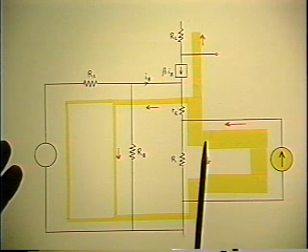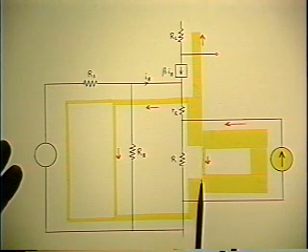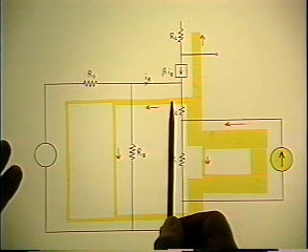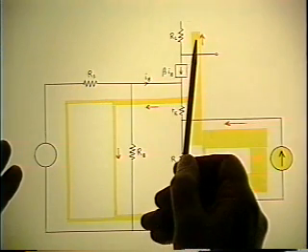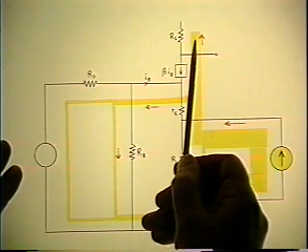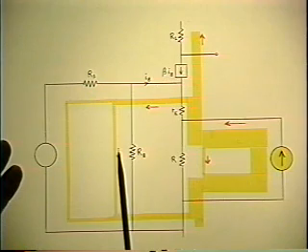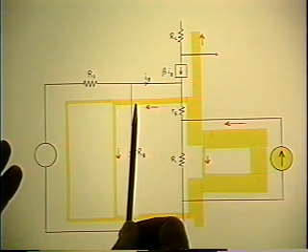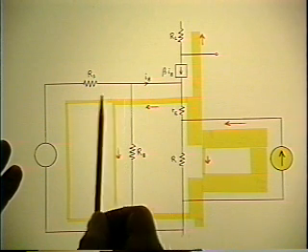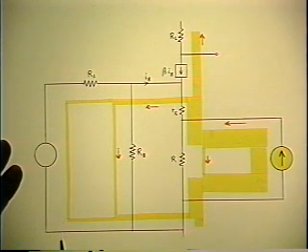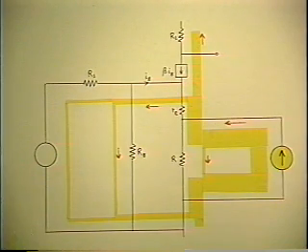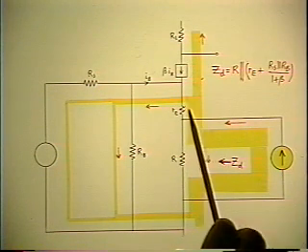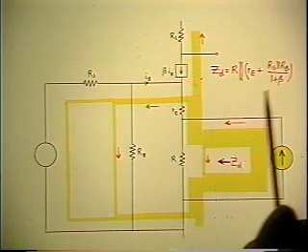Whatever current goes in splits. A little bit of it goes down R, most of it goes into RE, a little bit of it comes out the base, most of it comes out the collector. Alpha times the emitter current comes out the collector. What comes out the base gets divided. Some of it goes down RB, some of it goes down RS. So that gives the result for ZD: R in parallel with RE plus the reflected base resistance.